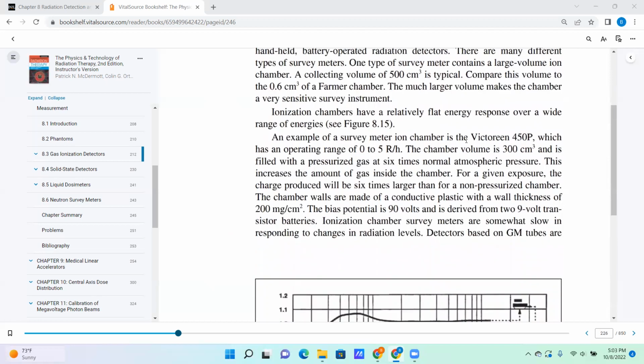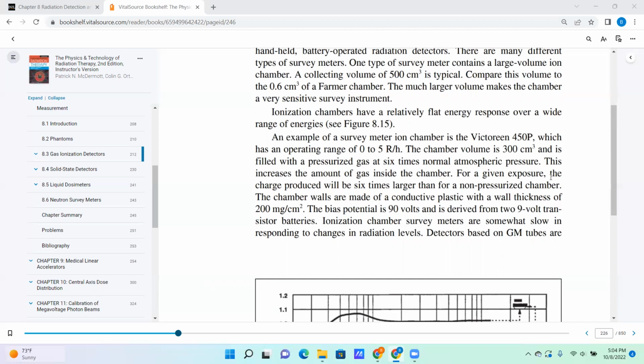So an example of a survey meter ion chamber is the Victoreen 450P, which has an operating range of 0 to 5 R per hour. Chamber volume is 300 cm³ and is filled with a pressurized gas at 6 times normal atmospheric pressure. This increases the amount of gas inside the chamber. So for a given exposure, the charge produced will be 6 times larger than that for a non-pressurized chamber. The chamber walls are made of a conductive plastic with a wall thickness of 200 milligrams per square centimeter. The bias potential is 90 volts and is derived from two 9-volt transistor batteries.